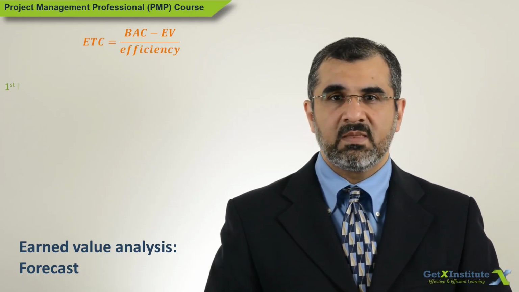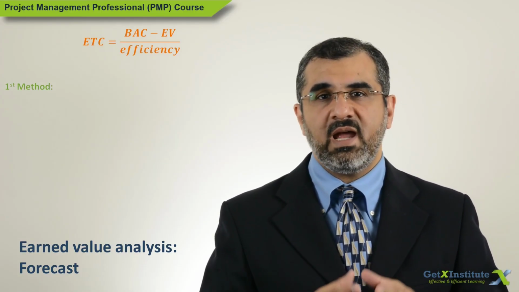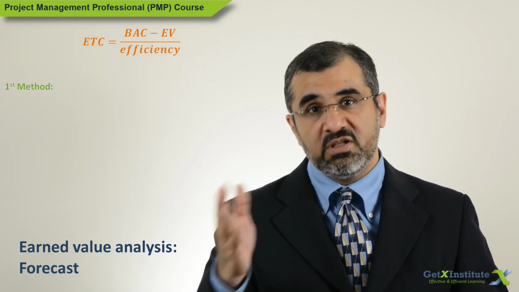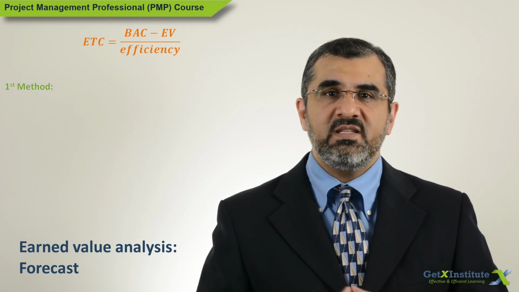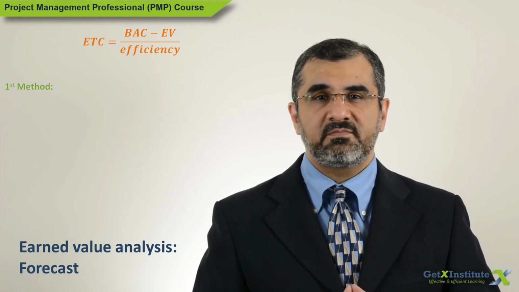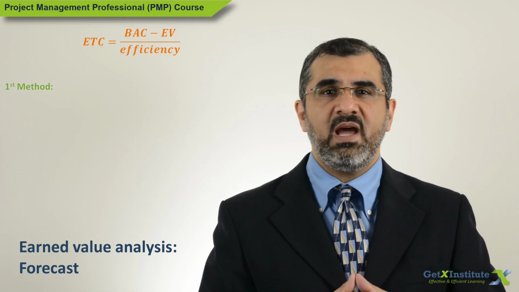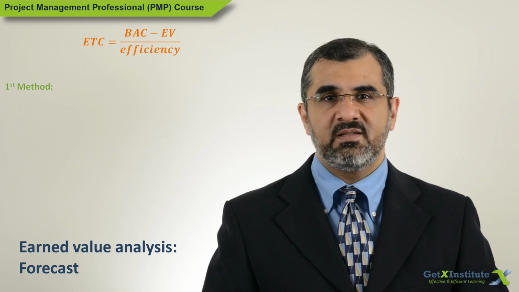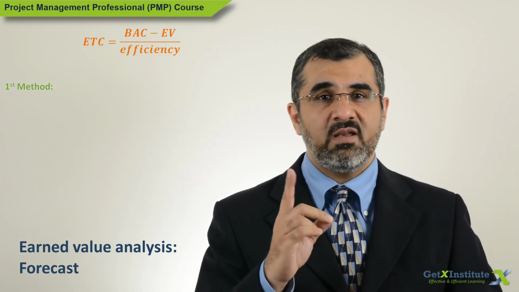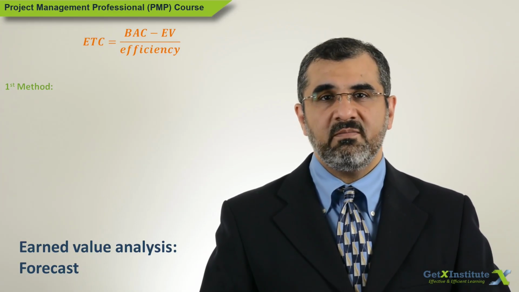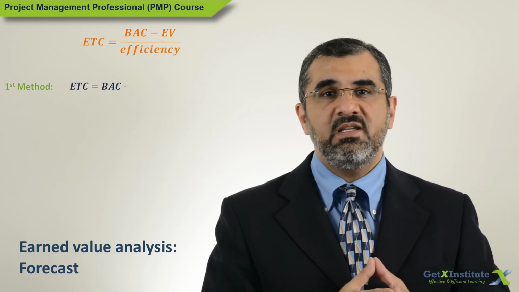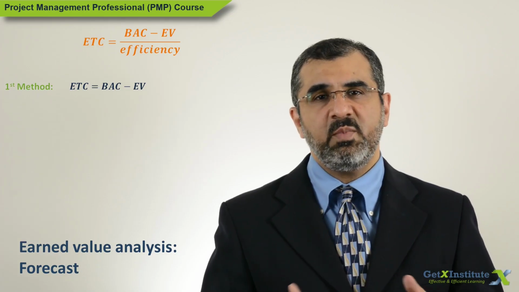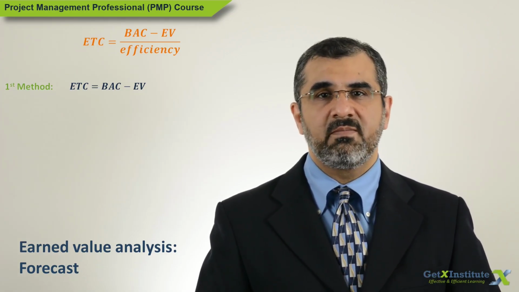Method 1. Remaining work will be done at the budgeted rate, the planned rate, as per the original plan. So what is the efficiency as per original plan? What are the CPI and SPI as per original plan? If we follow the plan, CPI and SPI are 1. So the efficiency is 1. In the formula, ETC equals (BAC minus EV) divided by 1, or simply BAC minus EV.